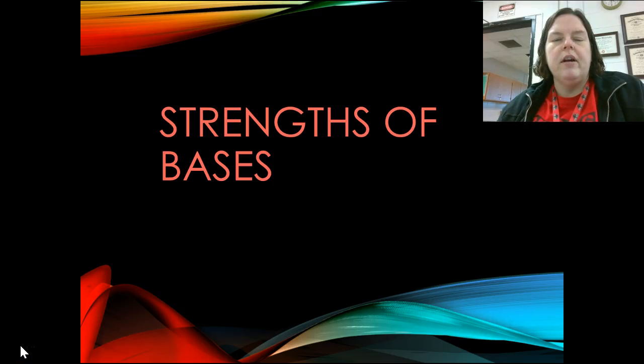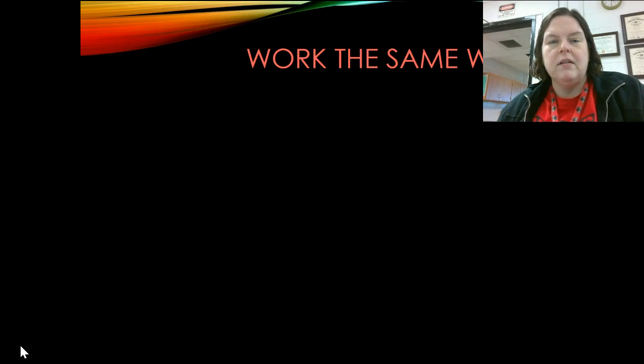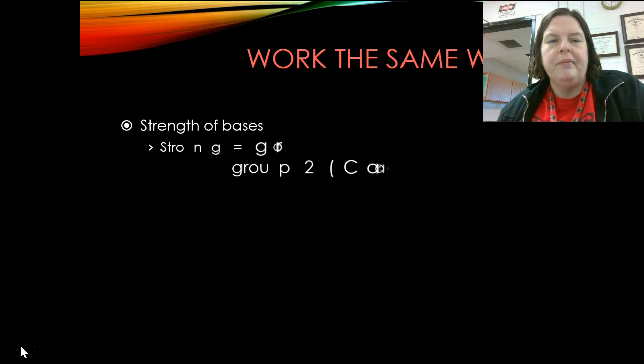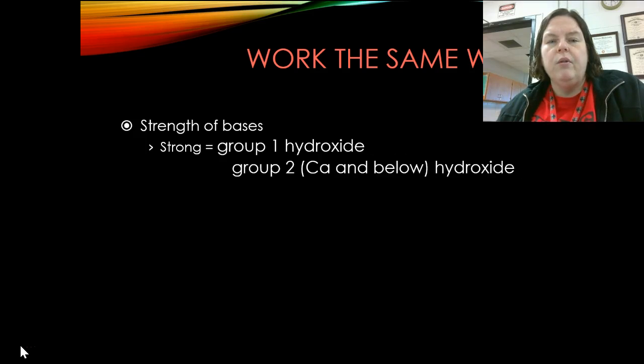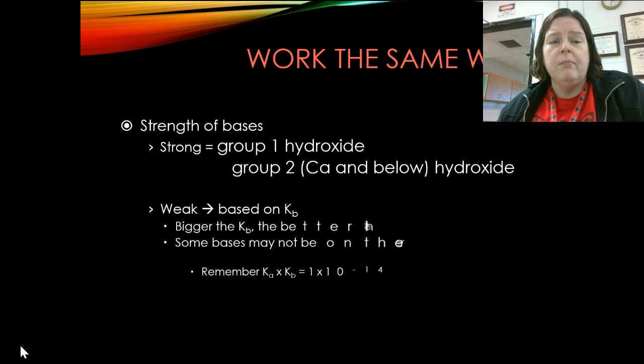All right, ladies and gentlemen, next one, lecture 4, is about bases and the strength of bases. So they work the same way. If it's a strong base, you still have a stoichiometric problem there. Group 1 hydroxides and group 2 calcium and below hydroxides are the ones that we're most worried about. Those are the strong ones. Those are the ones that we consider when we're talking about strong, because they dissociate completely.